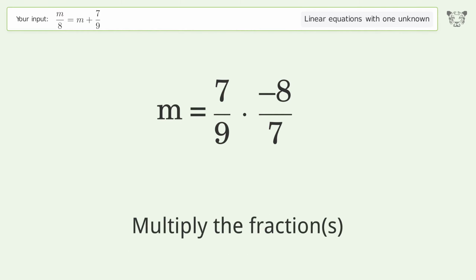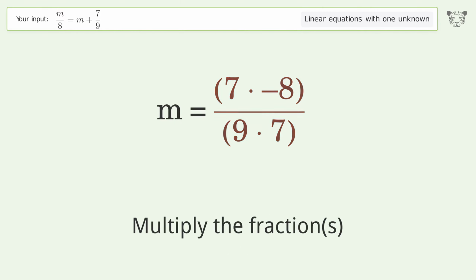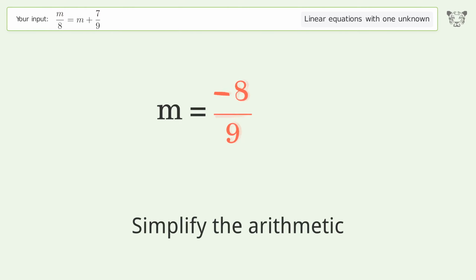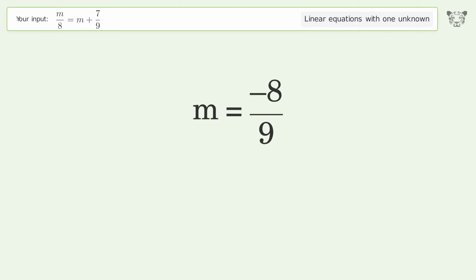Multiply the fractions. Simplify the arithmetic. And so the final result is m equals -8/9.